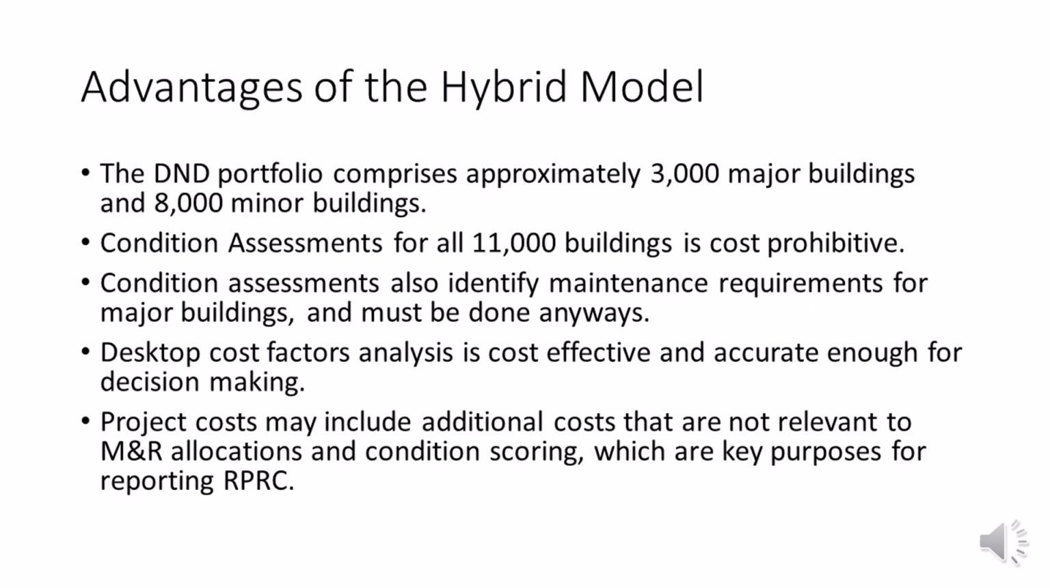The advantage of the hybrid model is that it allows us to provide condition assessments for our 3,000 major buildings, and this would be cost prohibitive if we wanted to do this type of analysis for all 11,000 building assets. Our condition assessments also identify maintenance requirements for our major buildings, and this is something that should be done anyways. The desktop cost factor analysis is a cost-effective way and is generally accurate enough for our decision-making purposes. Lastly, project costs may include additional costs that are not relevant to M&R allocations and condition scoring, which we need to reiterate are the key purpose of reporting our RPRC values.